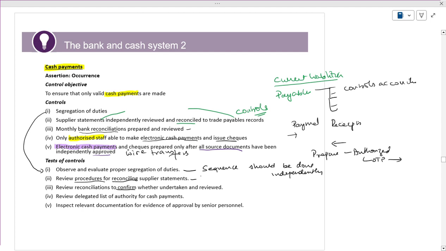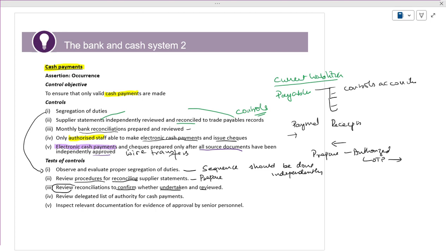One will prepare the reconciliation. How important it is. The other person will review the reconciliation to confirm that it has been undertaken and it has been reviewed. Sequence is very important. Segregation, we are talking about the procedures of reconciling. The third one is reviewing.